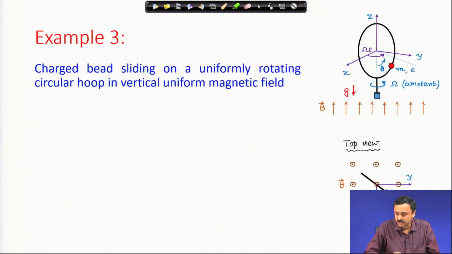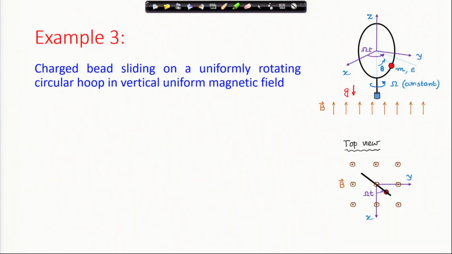We will continue this discussion with another example. This is a charged particle or a bead sliding on a hoop which is rotating. The whole system is in a uniform, vertically upwards magnetic field.